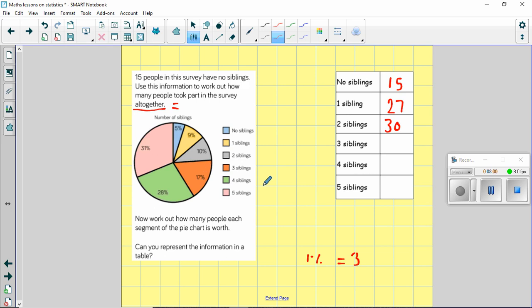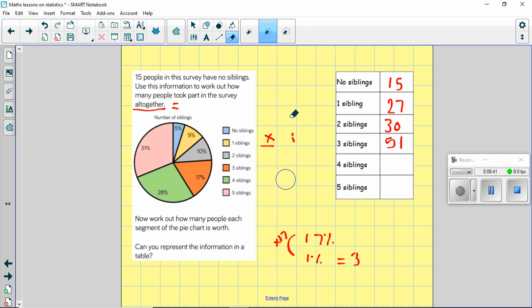Next one, 3 siblings. 3 siblings is orange. So if I know 1% is 3, I want 17%. So to get from 1% to 17%, I've times it by 17. So I have to times 3 by 17. So I might come up here, 17 times by 3. 3 times 7 is 21. 1 there, a little 2 there. 3 times 1 is 3. Add 2, 4, 5. So orange, 3 siblings, 17%, 51 children had 3 siblings.